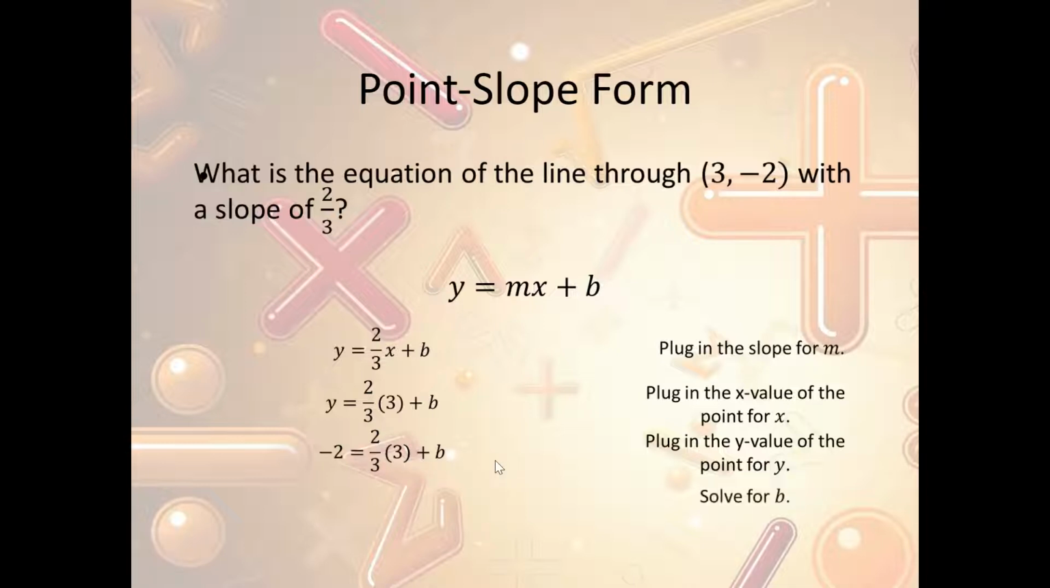Now we can solve for b. Well, we get 2/3 times 3, which when we multiply this out, we get 6/3, which is the same thing as 2. So we got -2 is equal to 2 plus b. Now we just solve by subtracting 2 from both sides. And we're left with b is equal to -2 minus 2 is -4. So b is -4. So that is the y-intercept. Now we can put that into the equation. So we have y equals 2/3, because that was our slope, x, and b is -4, so that's our equation.